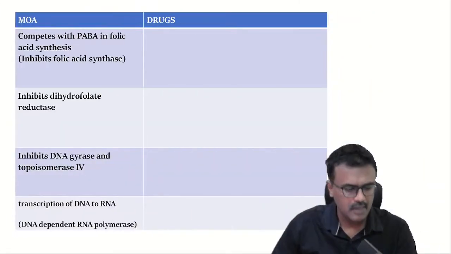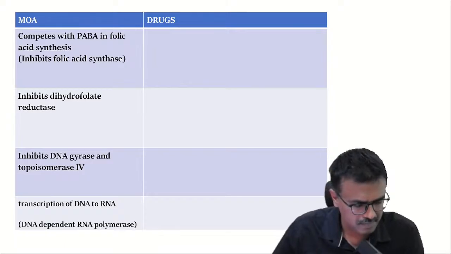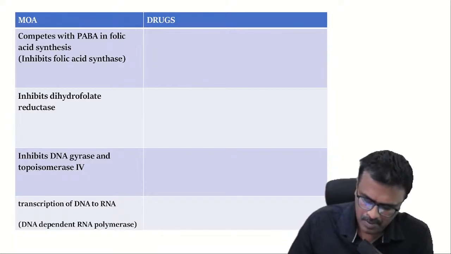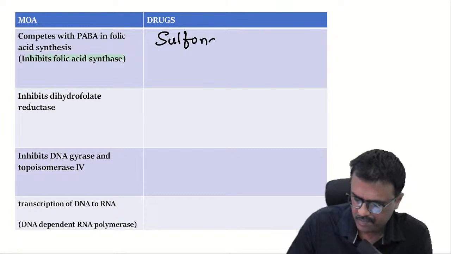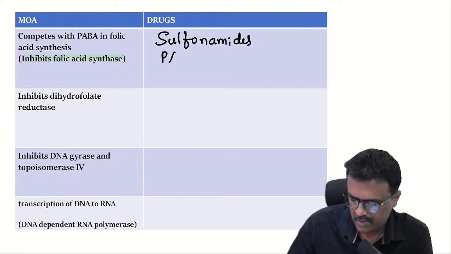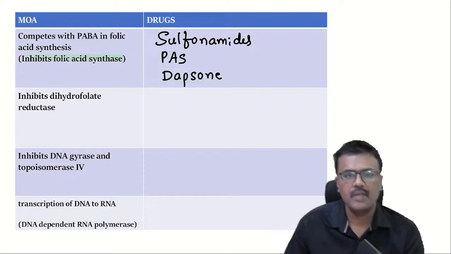So let us see the DNA. Competes with PABA in folic acid synthesis, inhibit folic acid synthase. They are nothing but sulfonamides, PAS, and a drug used in leprosy, dapsone.